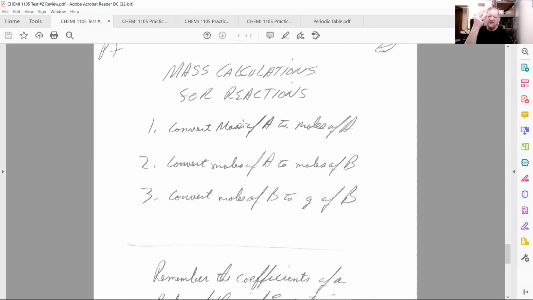And there you need 3 steps, because you can't go from grams of one compound directly to grams of a second compound. And those 3 steps are: step 1, convert the mass of whatever you have to moles. We just did that. Step 2, convert the moles of what you just converted, in this case A, to moles of B. We're using the balanced chemical equation. We just did that. And finally, take the moles of B and convert it to grams of B. We just did that earlier today too.